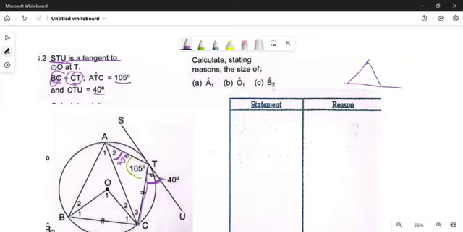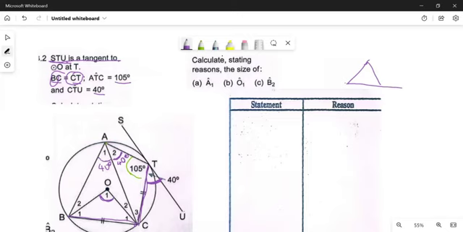Okay, which angle is subtended by BC? I'm going to use a purple color for it. It's angle A1. So this one here is also going to be 40. But is there any other angle subtended by BC? Yes. Okay, which angle is that? O1. Okay, but O1 is at the center.